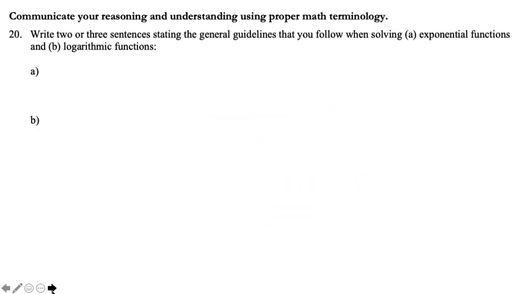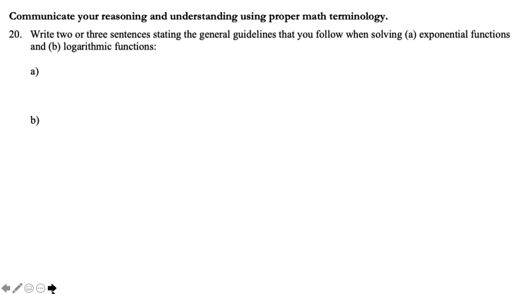All right, that brings us to problem number 20, the last one in this section. Flip to page 3 of your test review, and here we're just asking you to communicate your reasoning and understanding using proper math terminology. It says, write 2 or 3 sentences stating the general guidelines that you follow in solving A, exponential functions, and B, logarithmic functions.